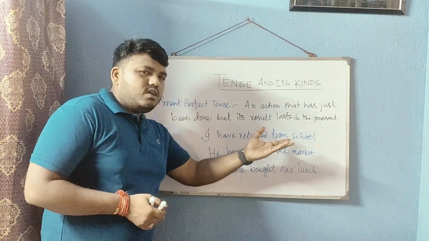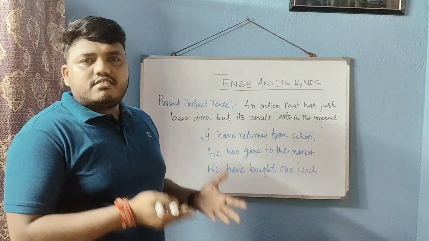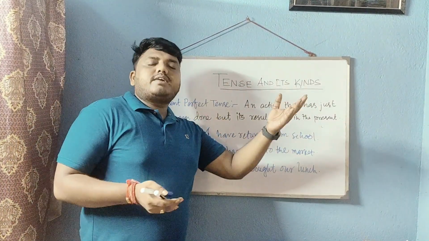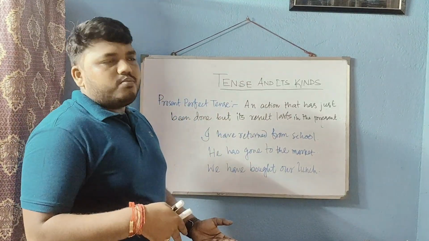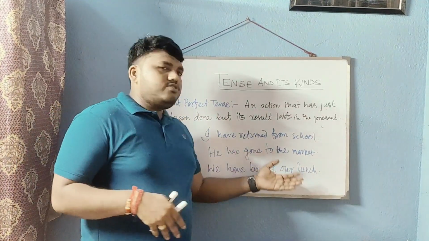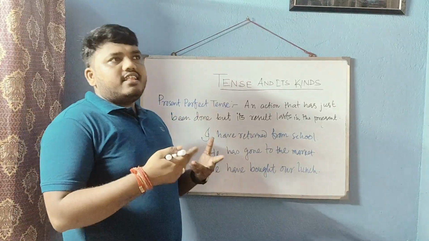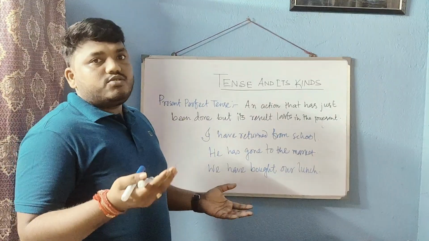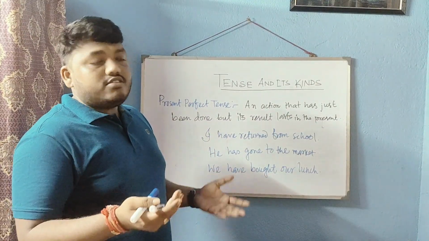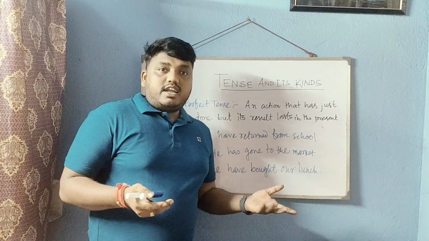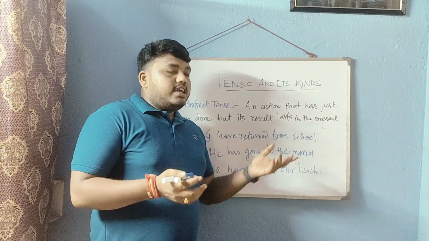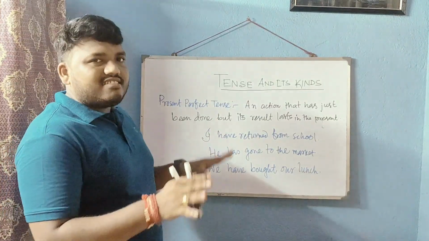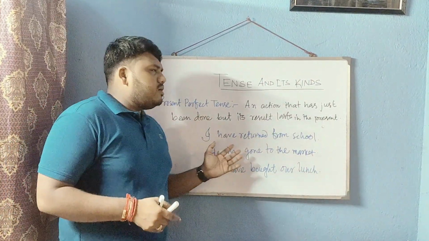I have returned from school. Maybe you are tired right now, you have returned from school, but you are tired. He has gone to the market. He has gone to the market and has not returned home. We have bought our lunch. Maybe you have not taken lunch to your office, and some colleague or friend phoned and asked you, have you taken your lunch? So you can say, yeah, I have bought my lunch and I have not eaten yet. So the result of the action still lasts in the present. Hence, it is called present perfect tense.